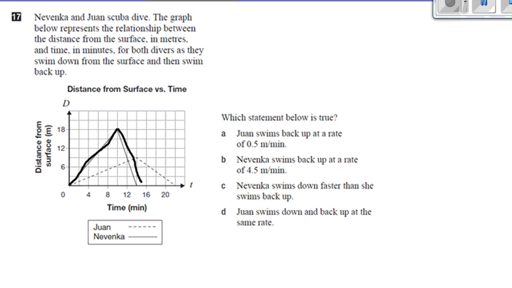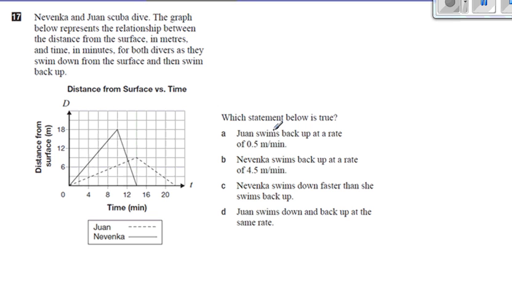That's sort of a confusing looking graph, and it's really important that you understand that distance from the surface, if you're diving, this is diving down because you're getting deeper or further from the surface, and this is diving up. Same thing for Juan. This is Juan diving down and Juan diving up. So it says, which statement is true?